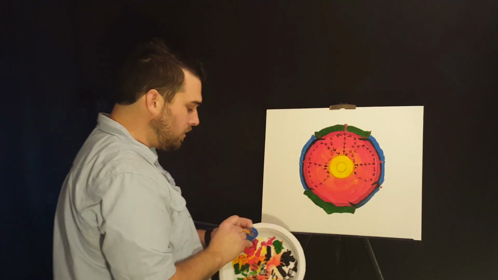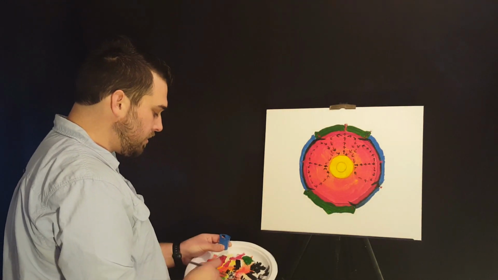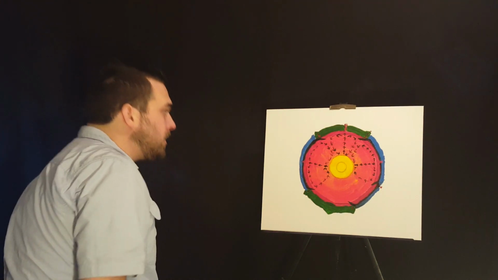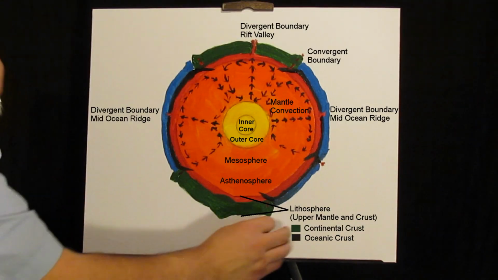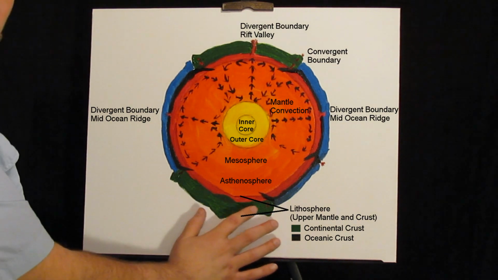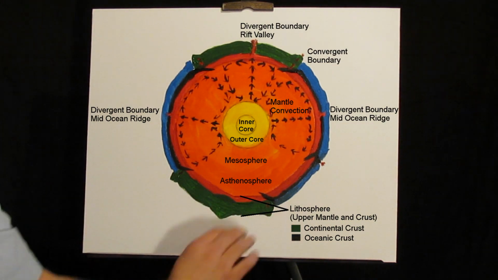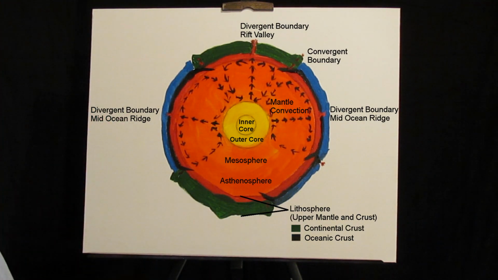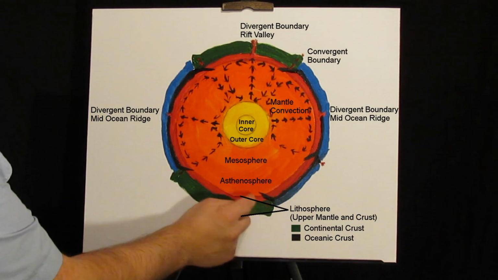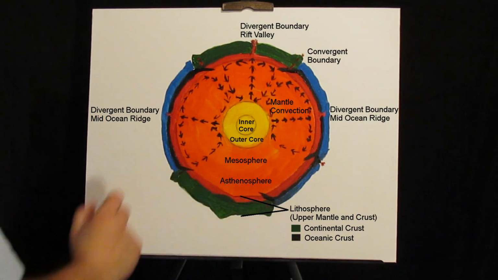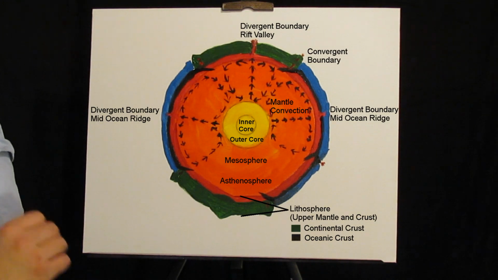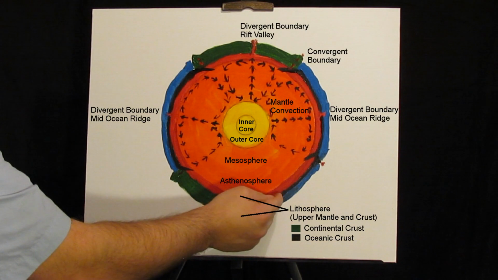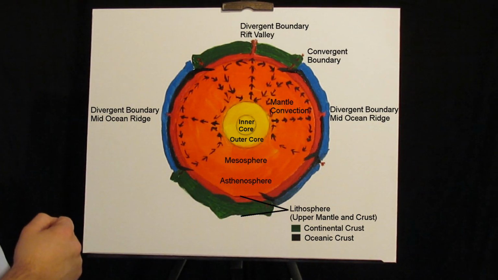Okay, put my paints down. All right, so labeling our diagram. All right, let's make a note at the bottom that the green is the continental crust and that the black is our ocean crust. Okay? And those two types of crust and this dark red layer are all part of the lithosphere. Okay? The lithosphere is the uppermost part of the mantle, the ocean crust, and the continental crust.